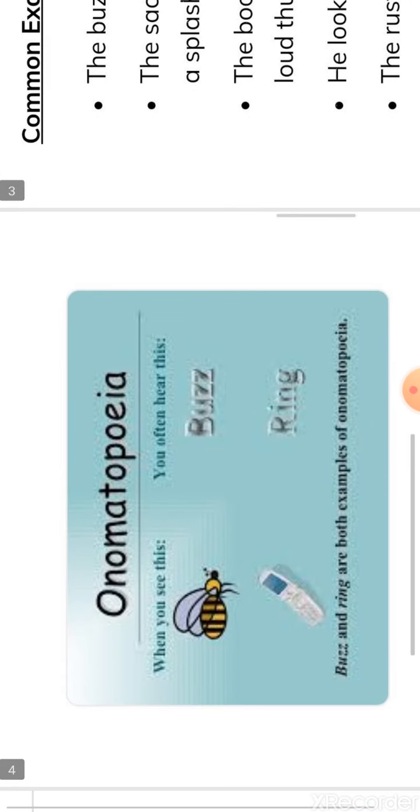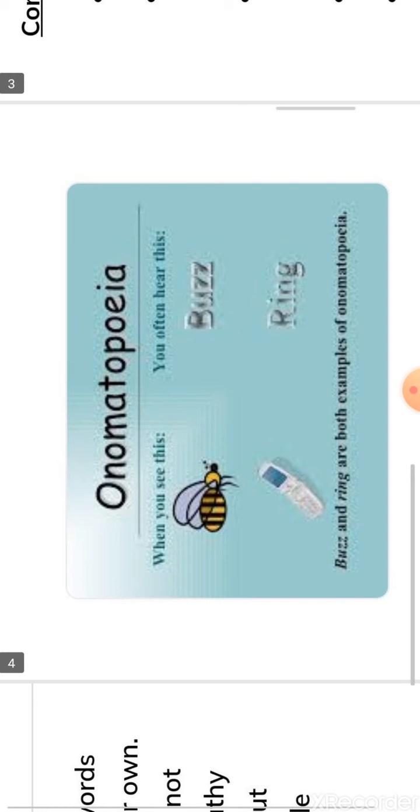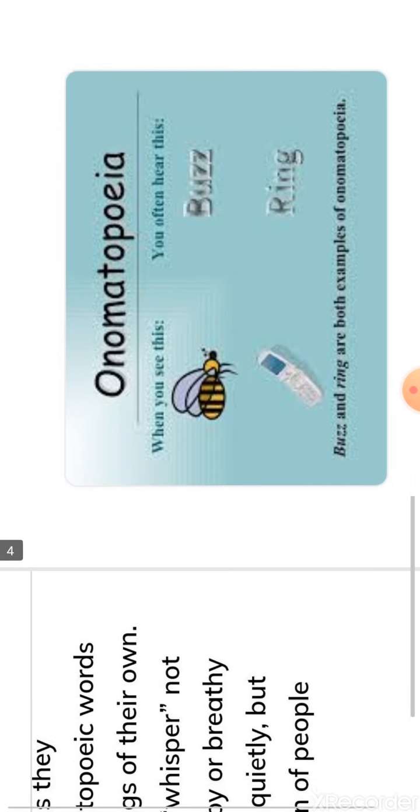Now here you can see a figure is given just to make you understand. When you see a bee, what sound will you hear? Buzz. Whenever you see a mobile, then ring. So buzz and ring are examples of onomatopoeia.